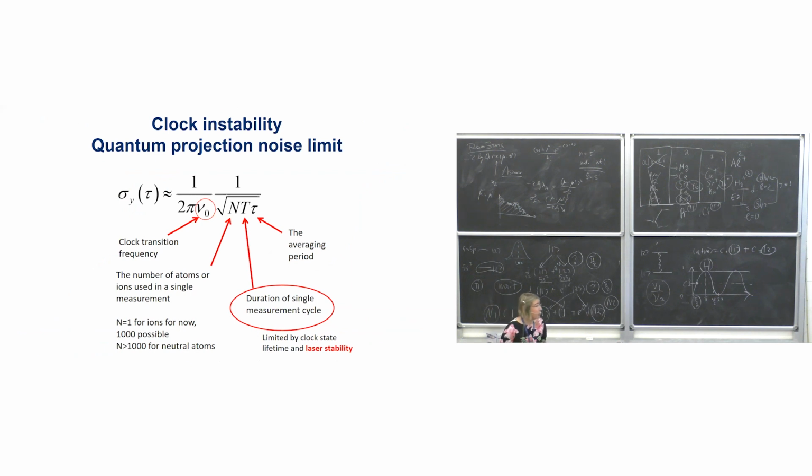If you are at the quantum projection noise limit, your clock stability is affected by the frequency of the clock. This is why optical frequency is so much better than the microwave frequency. Because remember, for optical frequency, this is 10 to the 10. For the microwave, that's 10 to the 14 to 15. So going from microwave transitions to those optical transitions automatically improves stability by 5 orders of magnitude, just because you use different transition in atoms.